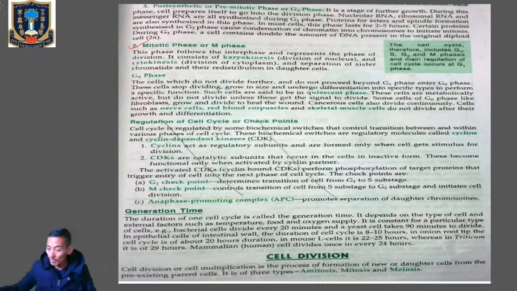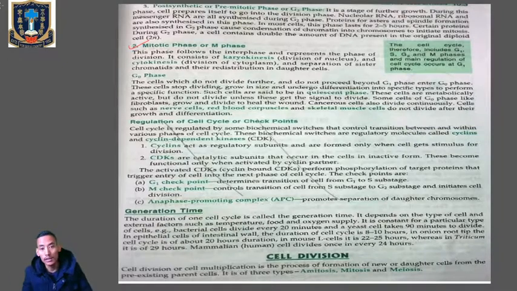So first there will be karyokinesis, where there will be division of the nucleus. A single nucleus will divide into two daughter nuclei. Then it will be followed by the division of the cytoplasm, where a single cell will divide into two daughter cells. Okay, so this M phase is divided into karyokinesis and cytokinesis.